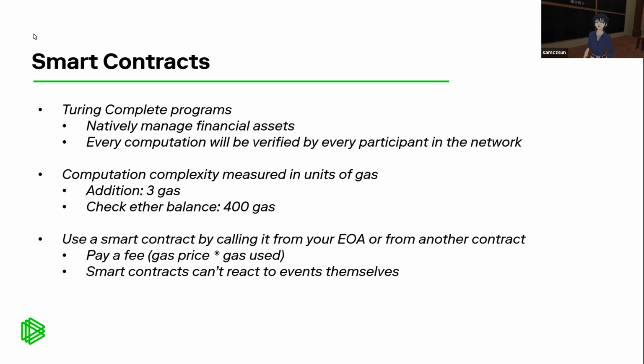If you want to use a smart contract, you can call it from your EOA or another smart contract, but you will need to pay a fee. That fee is given by the gas price, which is how much ether you're willing to pay per unit gas, multiplied by the number of gas you used. And another note is that smart contracts can't react to events by themselves. So you can't have a smart contract that waits for an event to occur and then automatically triggers. You need someone to trigger it manually.